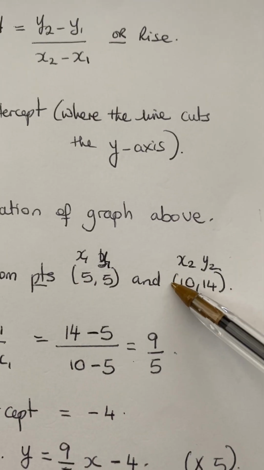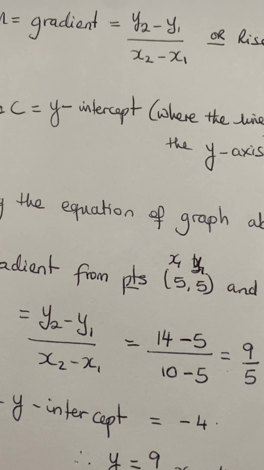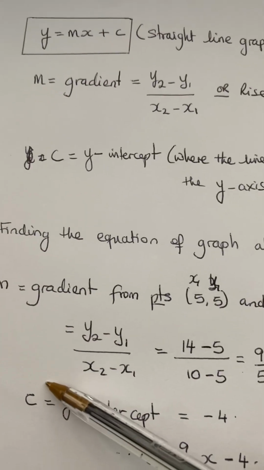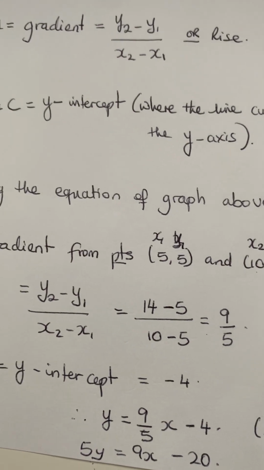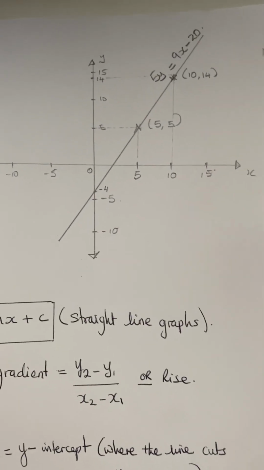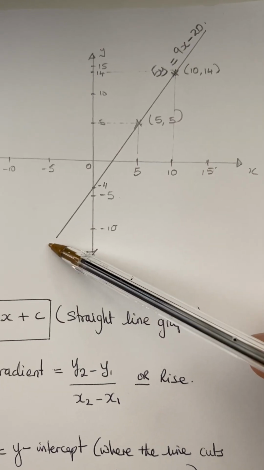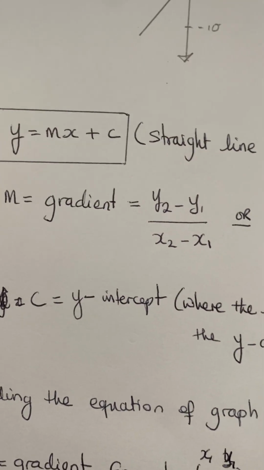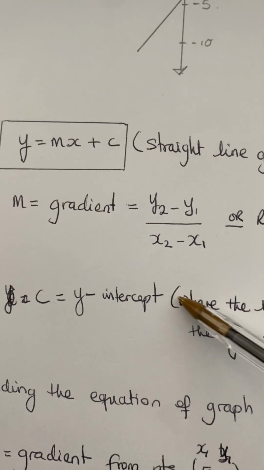So if you have 2 coordinates that the line passes through, you can easily find your m. You can easily get those on the graph to find your m, and you can easily get your c from the graph, and then find the equation of that line. We will do more of this tomorrow. I just wanted to introduce you to how to find the equation of a straight line on a graph, using your y equals mx plus c, your gradient, and your y-intercept.